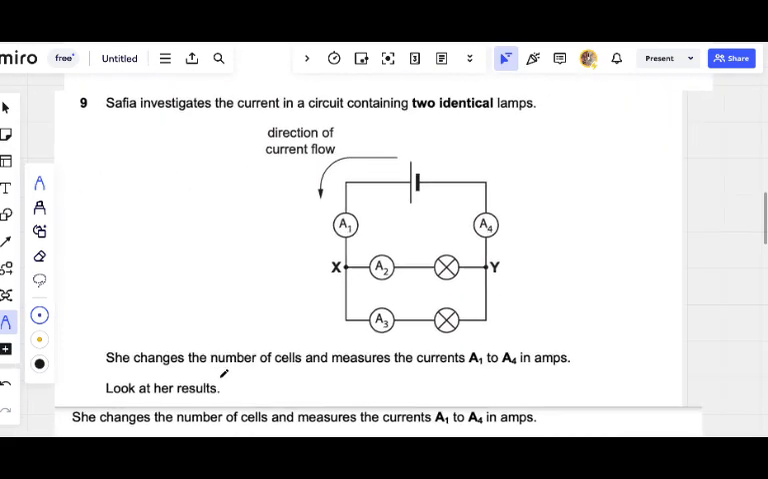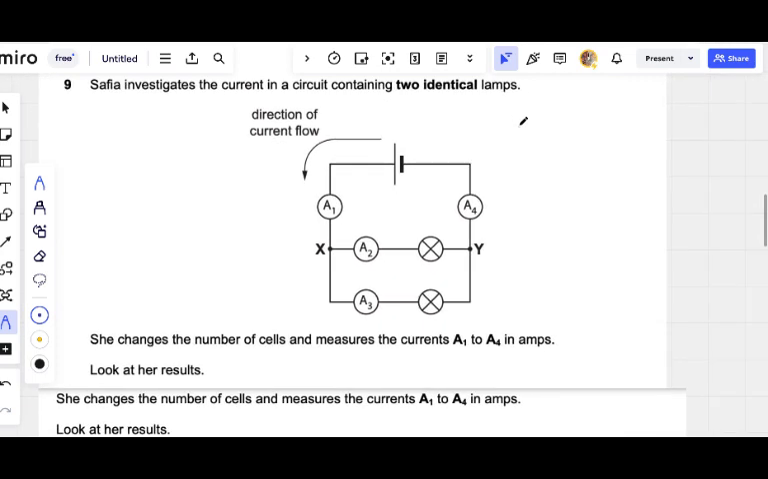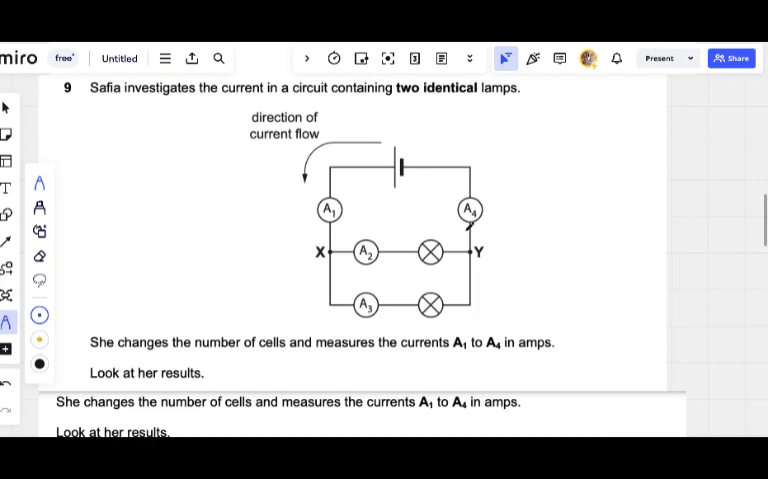Now we go to question 9. Xavier investigates the current in a circuit containing two identical lamps. Okay, this is an ammeter. A means ammeter 1, measuring the current coming from here. This is the positive side of this cell. This is a cell because it's just one unit. This is the negative side. So current flows from the positive here into the circuit.